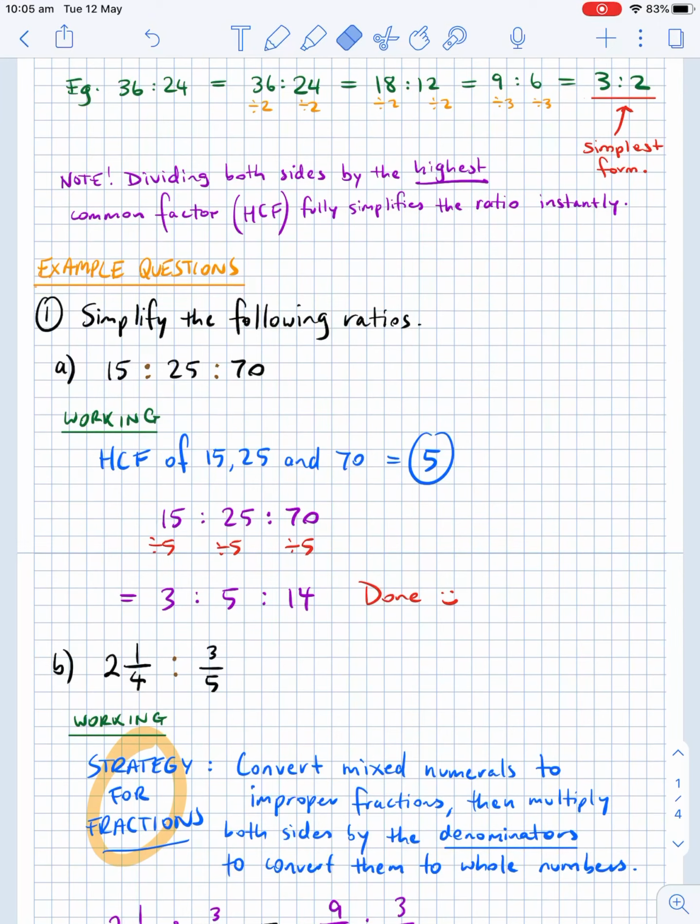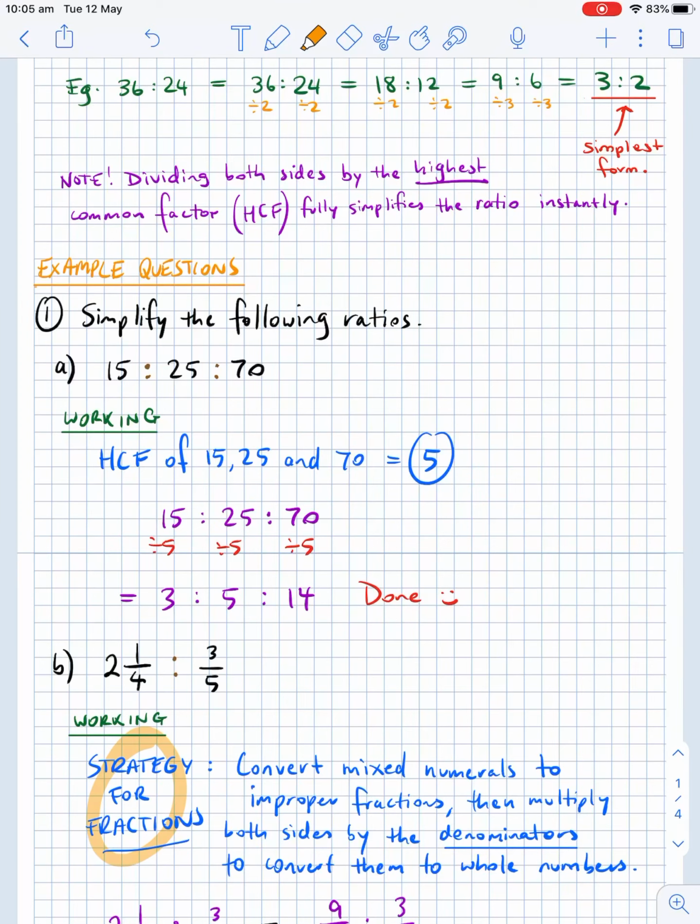Okay, so some example questions. Simplify the following ratio. So this is our first ratio. This ratio has 3 parts to it. You have to think to yourself, what is the highest common factor of 15, 25 and 70? Well, first up, I think to myself, 15 and 25, 5 fits into both of those numbers, and 5 also fits into 70. So I'm thinking 5.